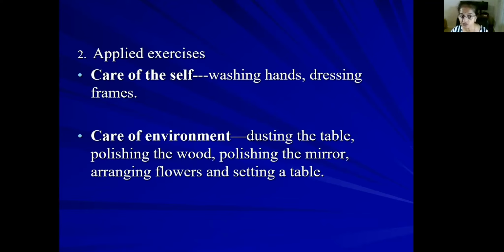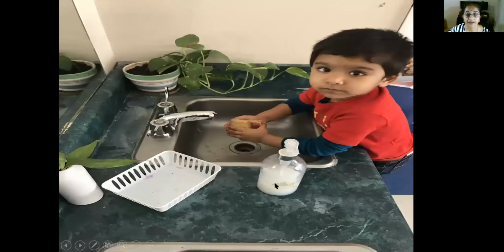Dusting the table is one of the activities that they do. Polishing the wood, polishing the mirror, arrangement of flowers, setting up the table. These are a few things that they do to take care of their environment. Here I have a picture of the child learning to wash his hands, and also he's learning to clean the sink.